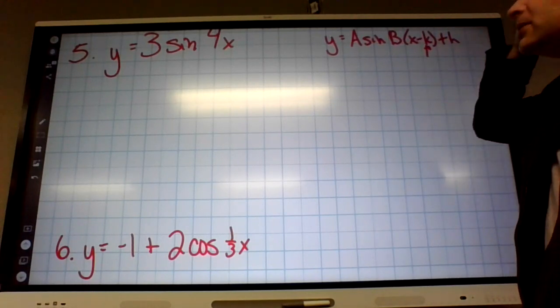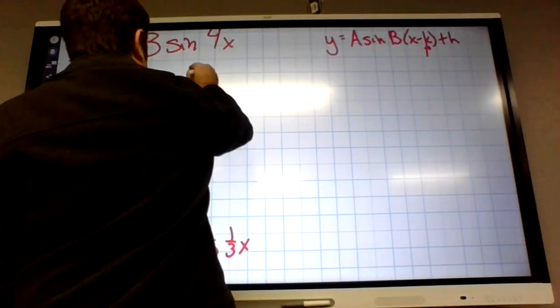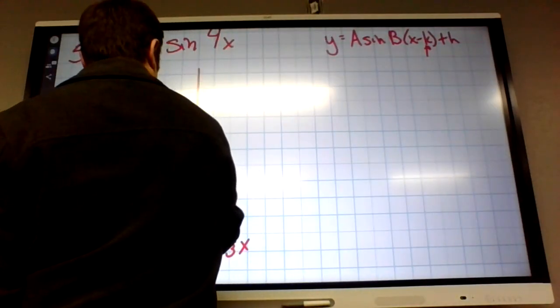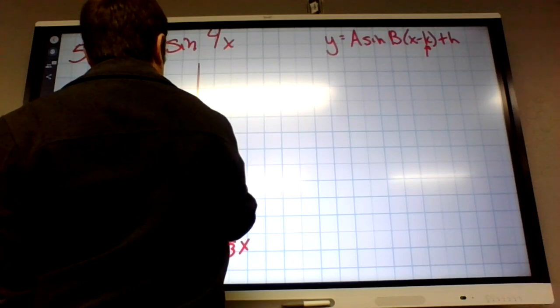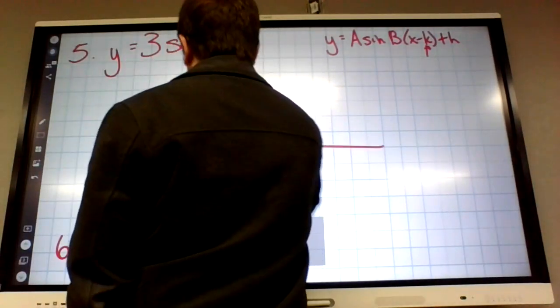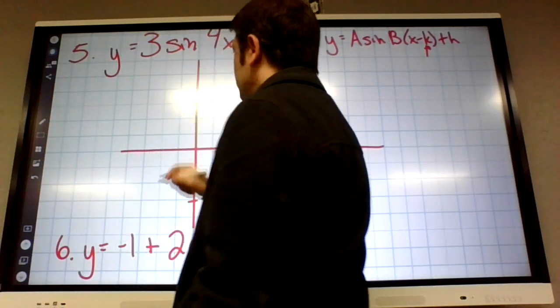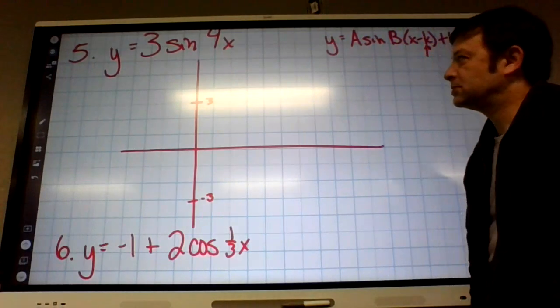Okay. The A, the 3, does what? Amplitude. So that means it's going to go up to 3 and down to -3.